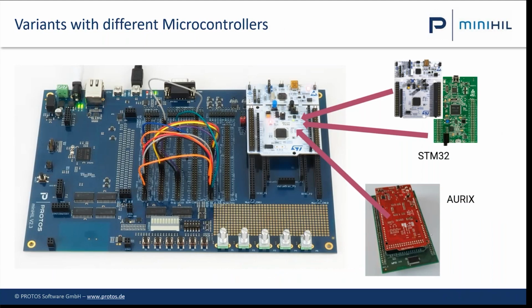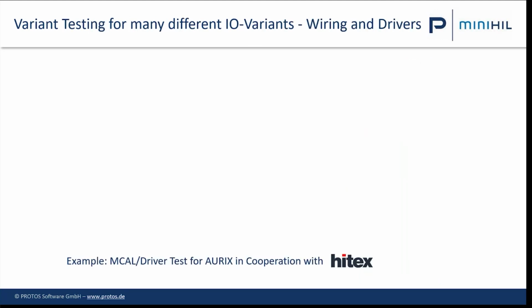Now let's start with the lowest level. If you have different microcontrollers, you need, of course, the different microcontrollers in the loop. That's why I have different adapters for various microcontrollers. If you have the same microcontroller, then you need to think about the wiring. Now let's have a look at different wiring options.